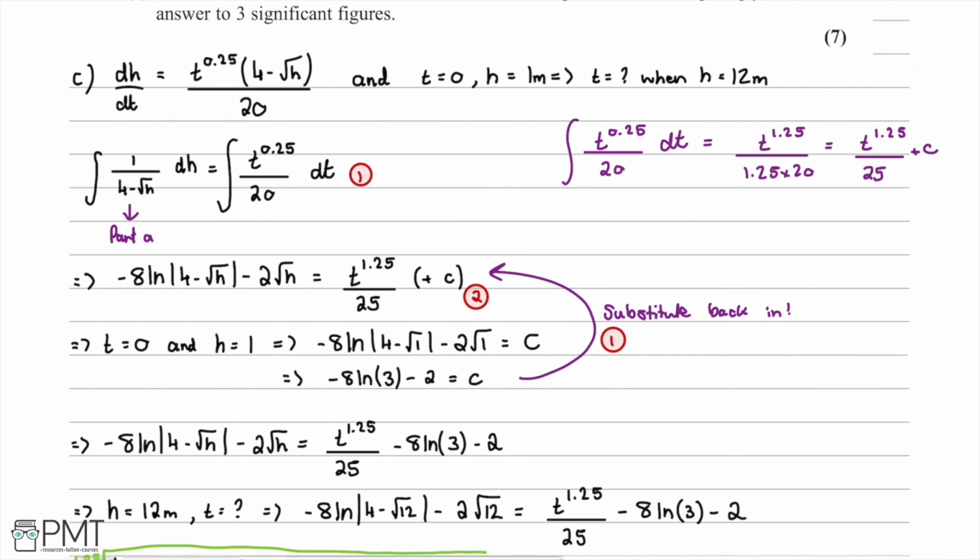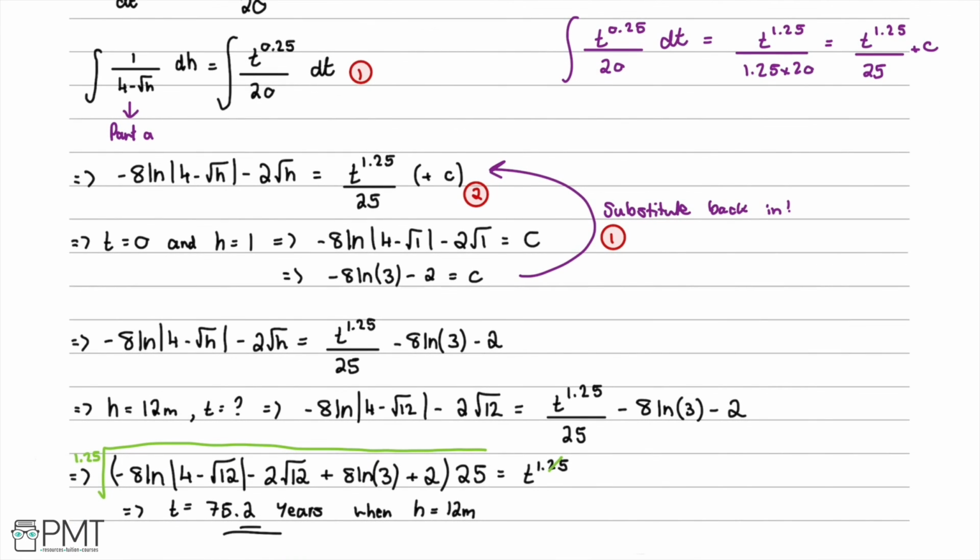We then receive our fifth mark for getting to the stage where we substitute back in our value for c and get to this stage here. So that's when we took our newfound value of c and understood that that was to be substituted back into our original expression. And then we receive our sixth mark for getting to this stage here, where we had an expression in terms of t. So this is when we had t to the power of 1.25, and we then solved that by taking the 1.25th root of it, and then we receive our seventh and final mark for concluding with the correct answer, which was 75.2 years.